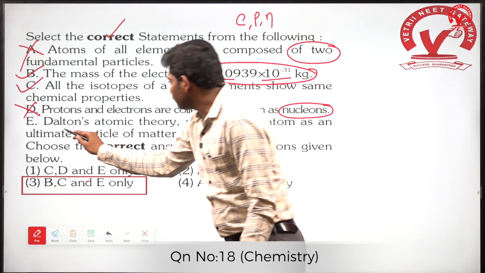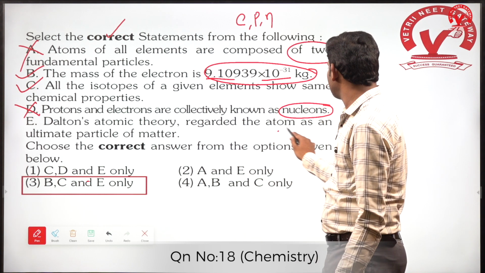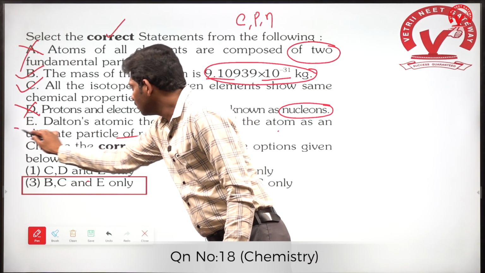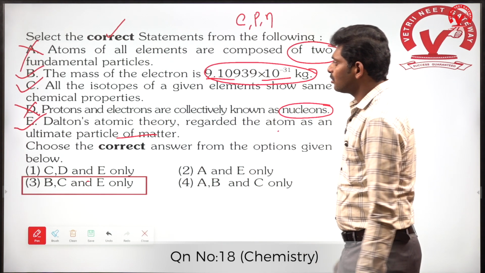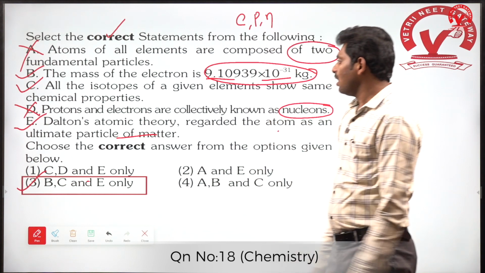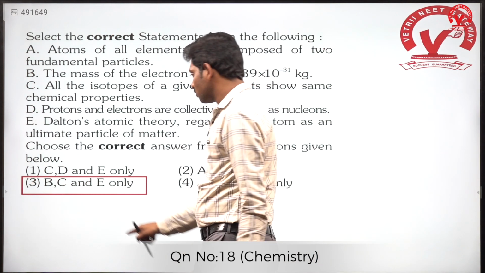Then option E: Dalton's atomic theory regards the atom as the ultimate particle of matter. Yes, it is also correct. Just basic points. So B, C, E is the correct option. B, C and E is the correct option. Next we will move on to the next question.